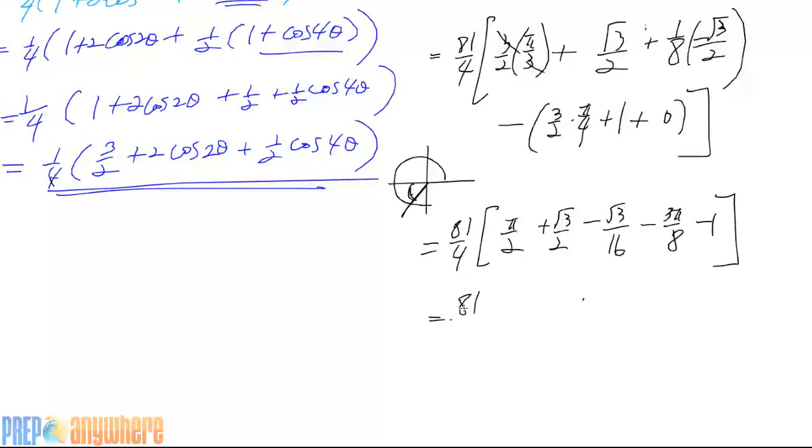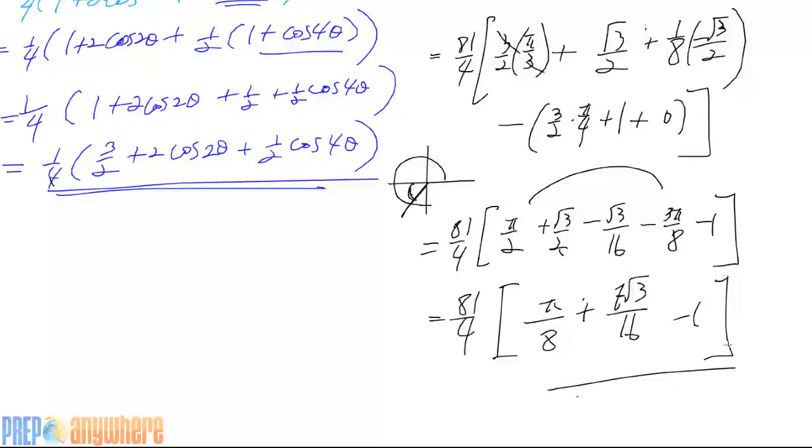Let's not expand that. Let's just combine the like terms. The common base there is 8, so it's 4 minus 3, that's pi over 8. And the common base here is 16, so 8 minus 1 is going to be 7 root 3, 7 times root 3 and minus 1. Let's leave it in that form.